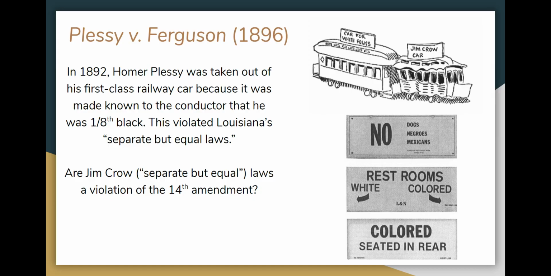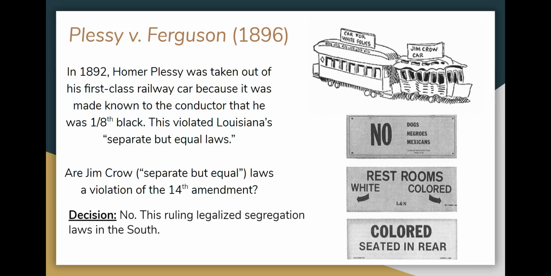So the Supreme Court gets this, and they ask, are Jim Crow laws, separate but equal, a violation of the 14th Amendment that gives equal protection to people? Well, the decision was no, not at all. So this ruling legalized segregation laws in the South. Jim Crow, totally fine, as long as they're separate and equal. But as we know, if they're separate, they're not really equal. And I think this cartoon shows that.